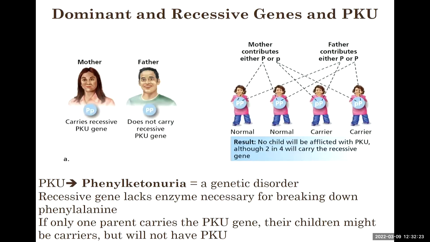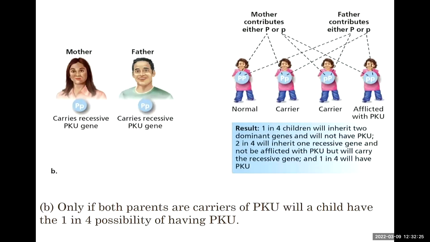So how would it look if you have two carriers? Carriers both have a dominant gene, so there's no way to tell that someone carries it. They appear normal, but they carry a recessive. If you have two carriers, then on average one of the children, so 25%, is going to exhibit PKU. Two will be carriers and one will be normal. Every child is going to inherit one gene from each parent.